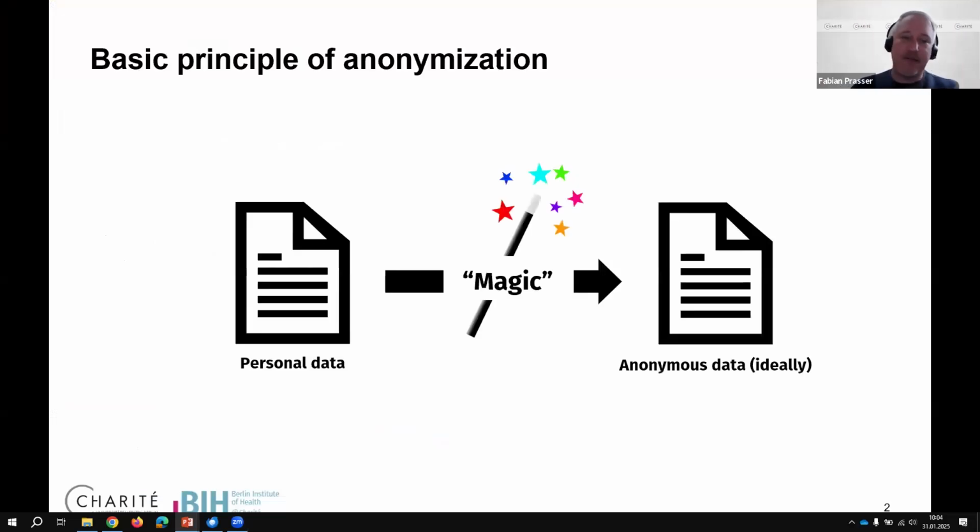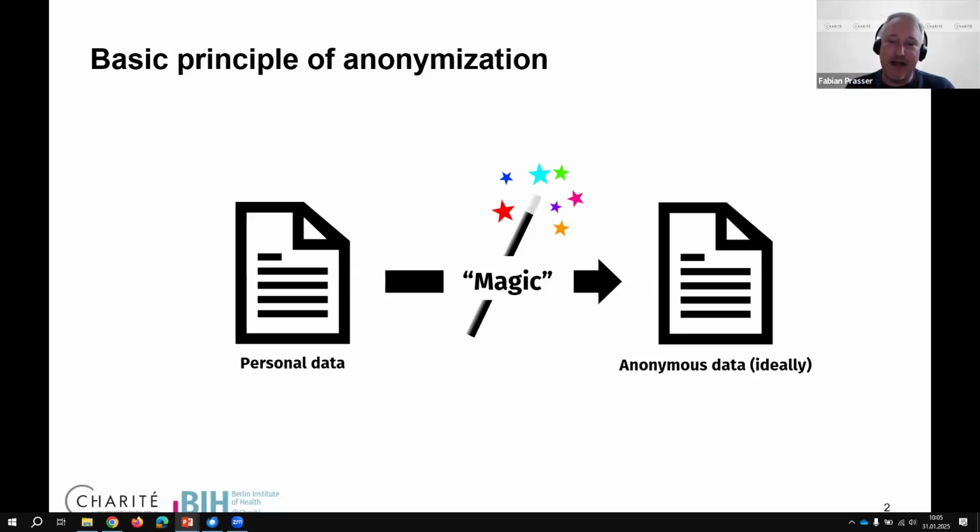So let me start with a very, very general introduction, right? The idea of synthesizing data or anonymizing data in order to improve our ability to share it and reuse it for research purposes is usually that you take some personal data, usually individual level personal data, and you perform some form of process. It's called magic here. It can be very different things. There's a lot of approaches that have been suggested in various fields.